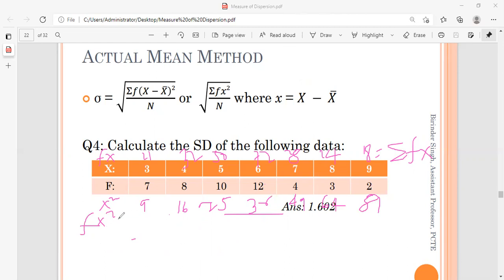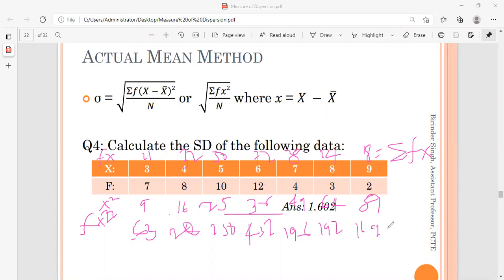Okay, now we have to compute the fx square. So this is the f, and this is x square, 63, and you multiply 8, 128, and 25, 10, 250, and I think 43, 432, and again you have to multiply 49 by 4, 196, and 64 by 3, 192, and 81 by 2 is 162.